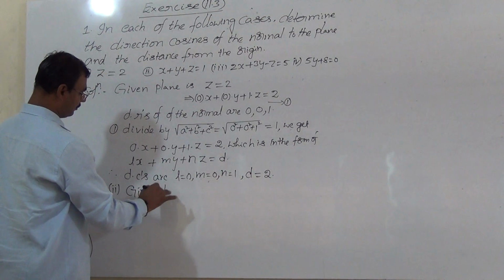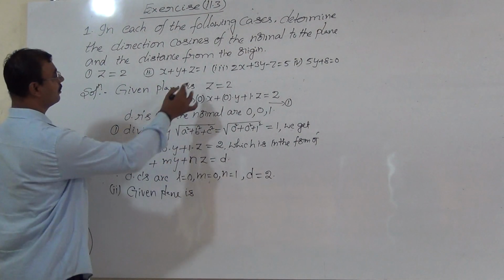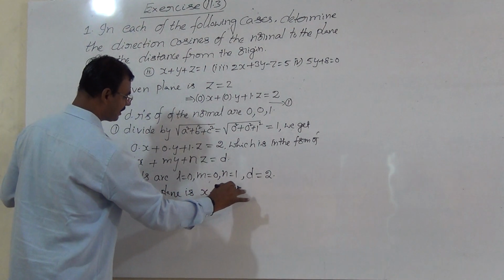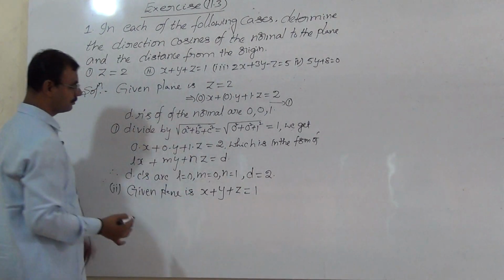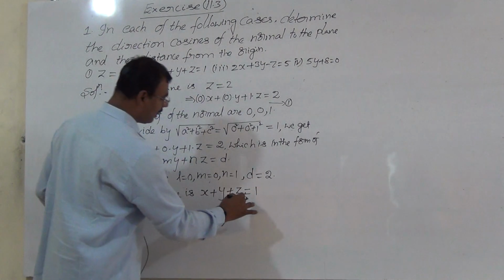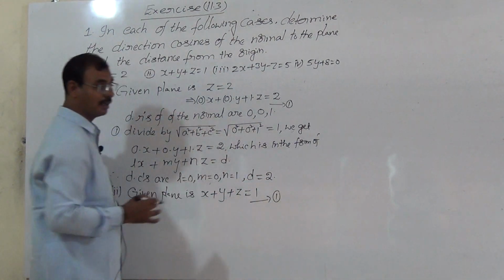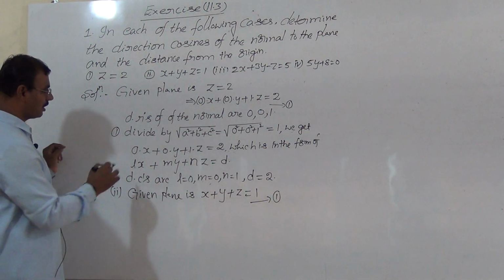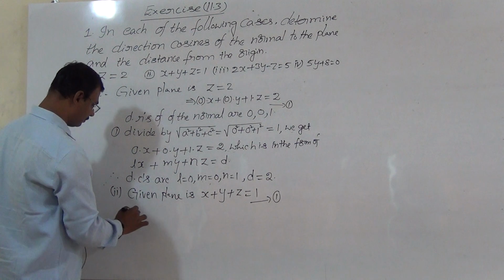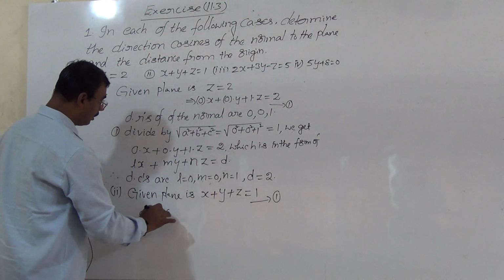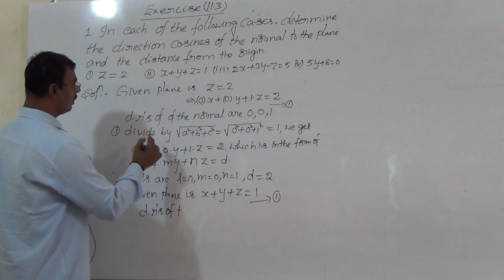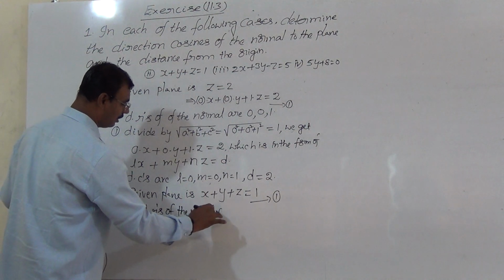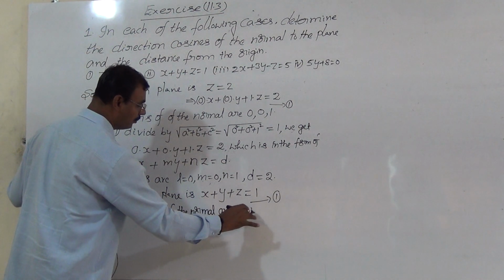The given plane is x plus y plus z equals 1. This is equation number 1. Now what to do? Calculate the direction ratios of the normal. What are the direction ratios? 1, 1, 1. So the direction ratios of the normal to the plane are 1, 1, 1.